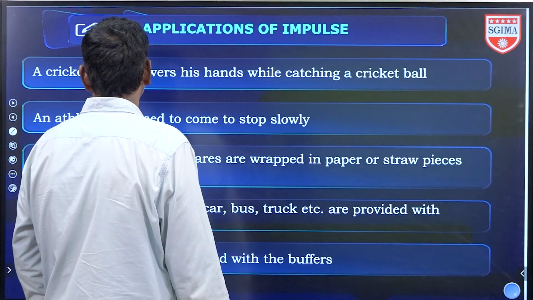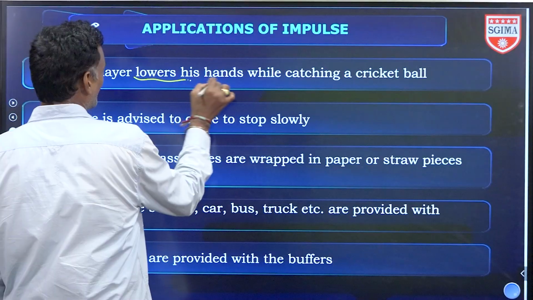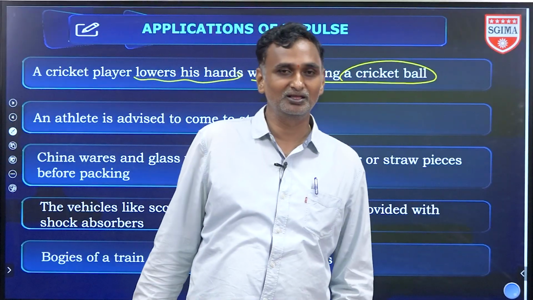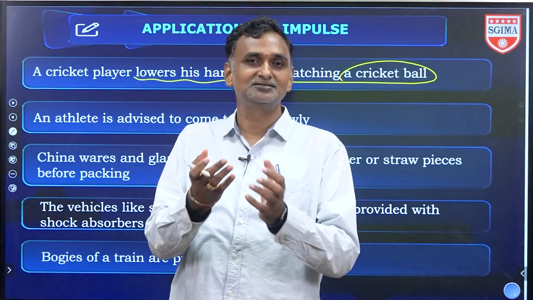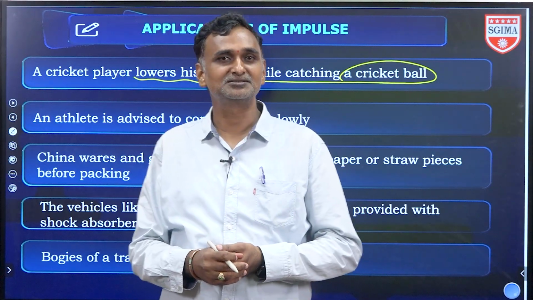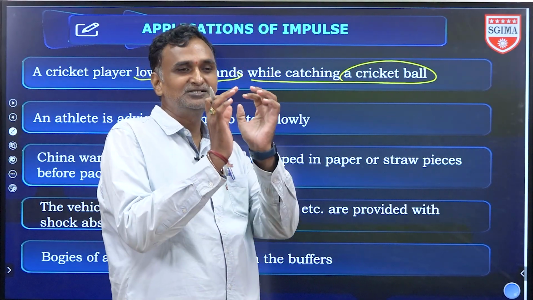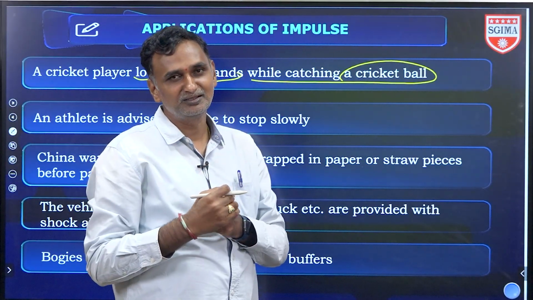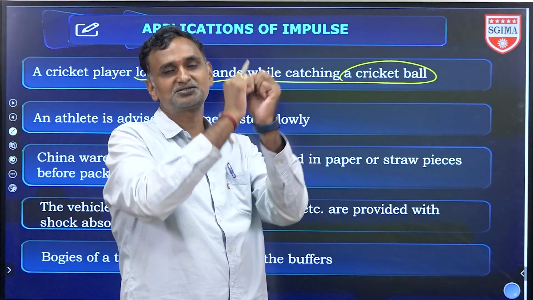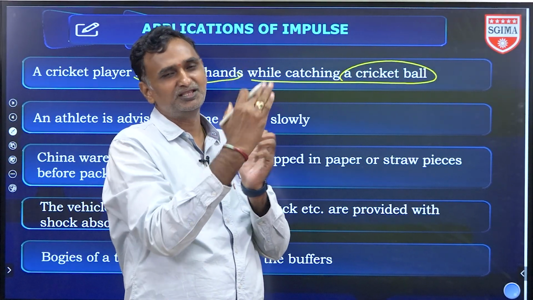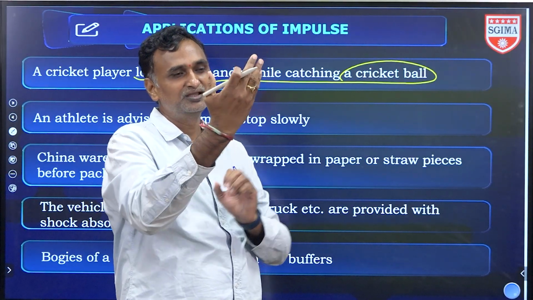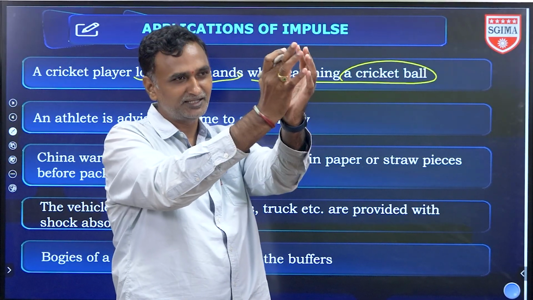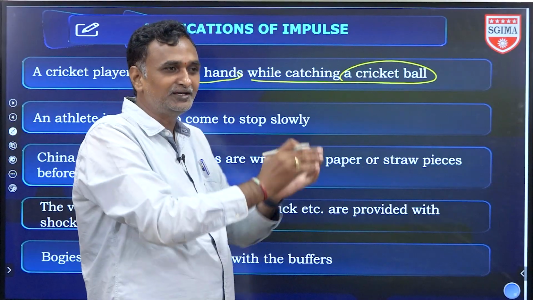Applications. Here, what happens? A cricket player lowers his hands while catching a cricket ball. Why, sir? Why should he lower his hands to catch the ball? So let us see. The ball was coming from the bat hit by the person, so it was moving actually. Suddenly it is struck by the hands, so momentum changes drastically. It was in motion, and when it comes into contact and is caught immediately, it is not given way back, it is just caught.